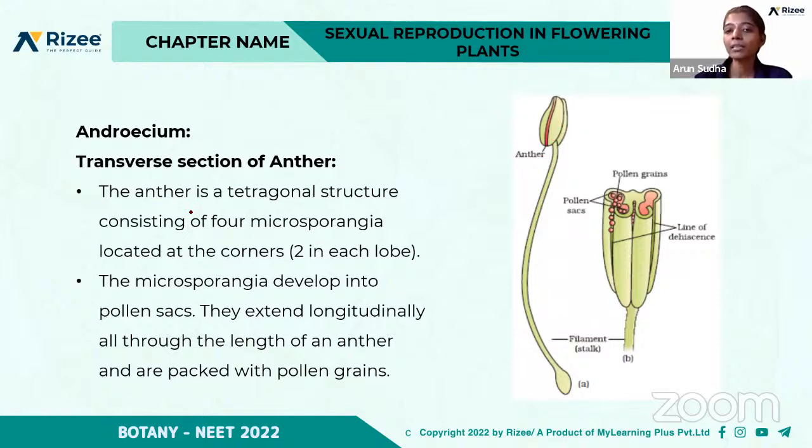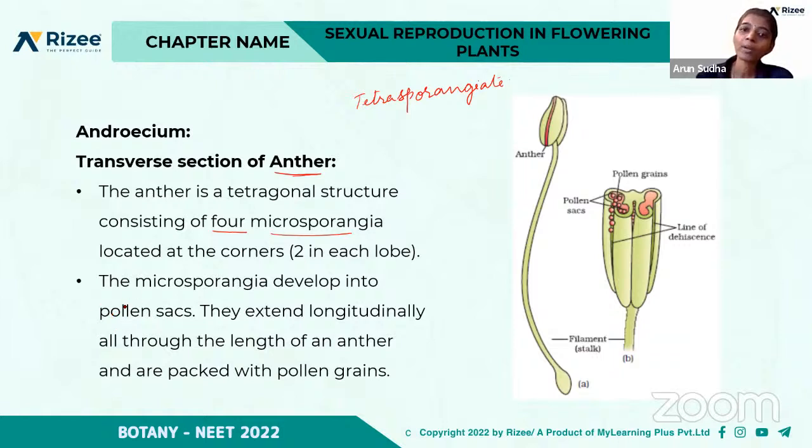If you see the transverse section of the anther, it is a tetragonal structure, and it consists of 4 microsporangia. So we can call it tetrasporangiate. It consists of 4 microsporangia, which are located at the corners. In each lobe, there will be 2 microsporangia, so there are 4 microsporangia.